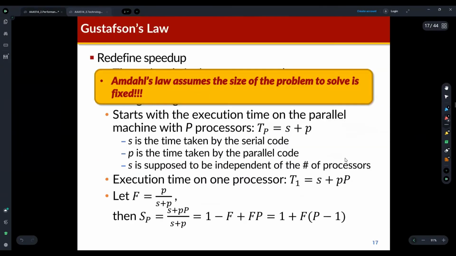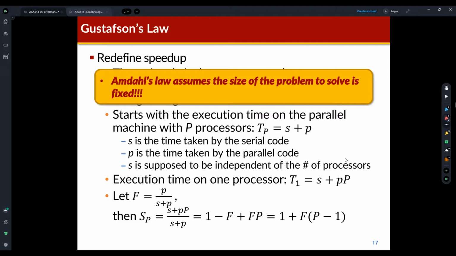But you need to think like this: in the real usage environment, how do users run their computer systems? Actually, if we use some fixed benchmark, such as the SPEC benchmark, which means the problem size is fixed, then Amdahl's law is true. So we can apply Amdahl's law.